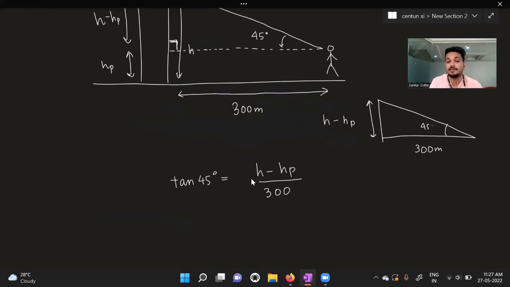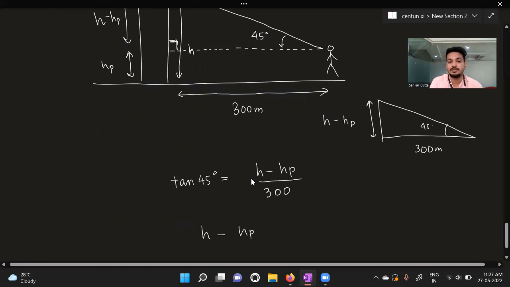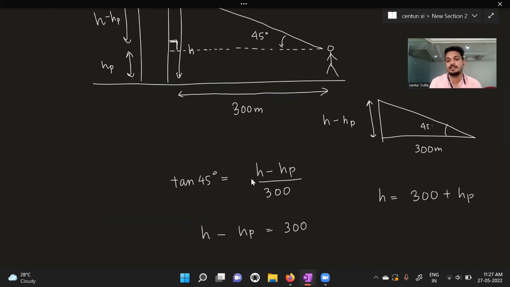I know tan 45 is nothing but 1. So H minus HP is 300. So the height of the building is 300 plus height of the person. So let's say if the person is 1.5 meters, just an example, he's a very short person, 1.5 meters. So the height of the building would be 301.5 meters.